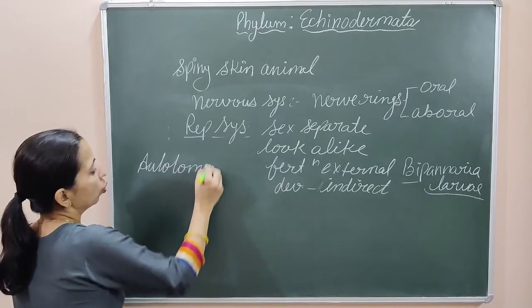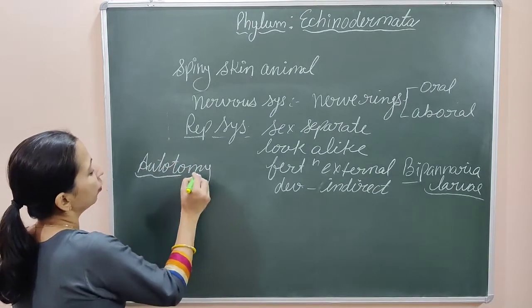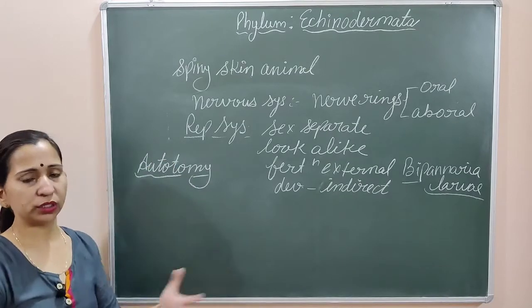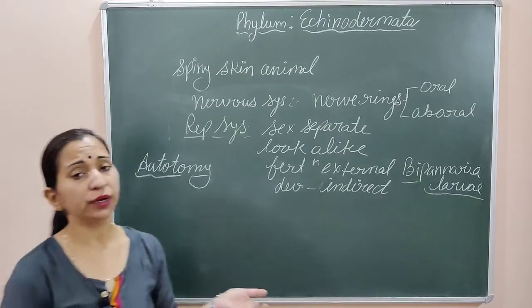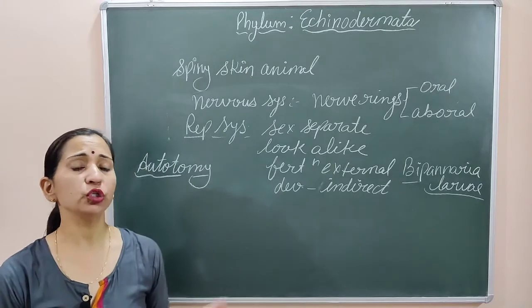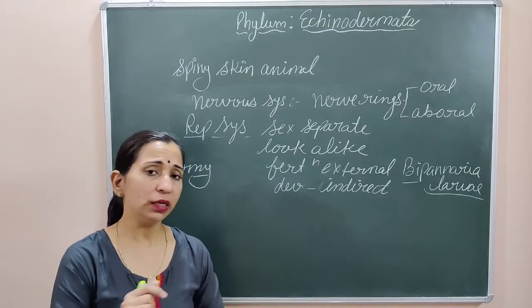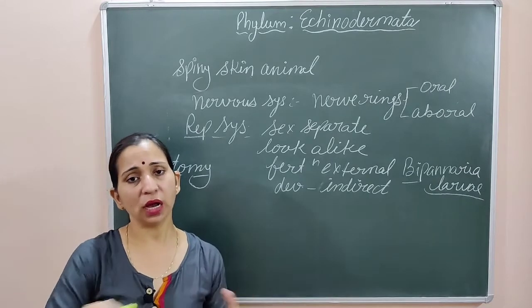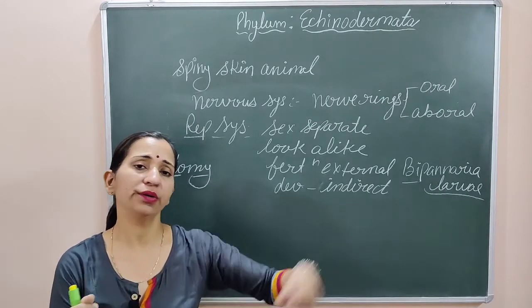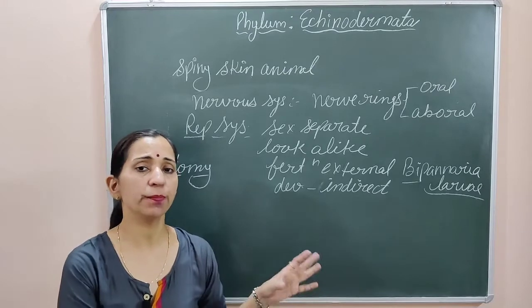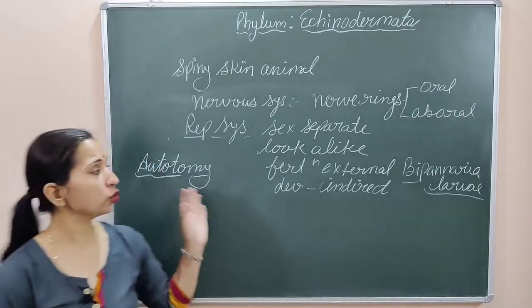Autotomy. What does autotomy mean? Autotomy means releasing their body parts for defense purposes. Suppose a starfish को किसी भी predator ने पकड़ लिया है, catch कर लिया है, then it can release its body parts, its arms. वो अपनी आर्म को छोड़ के वहां से रिलीज करके अपनी डिफेंस के लिए बच के भाग सकती है. This structure is known as autotomy.